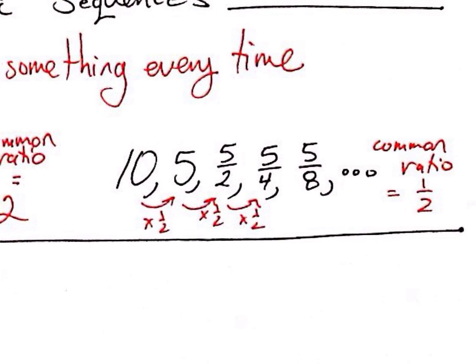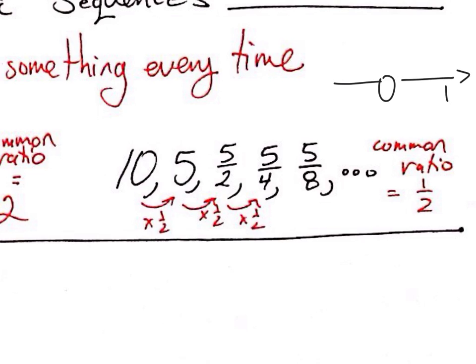Another example over here: 10, 5, 5 halves, 5 fourths, 5 eighths. And so you'll see that it's cut in half every time, meaning we're dividing by 2, but that's the same thing as multiplying by 1/2. So we always describe it as being multiplied by something. So if we multiply by 1/2, multiply by 1/2, multiply by 1/2, etc., we could say that the common ratio is 1/2.